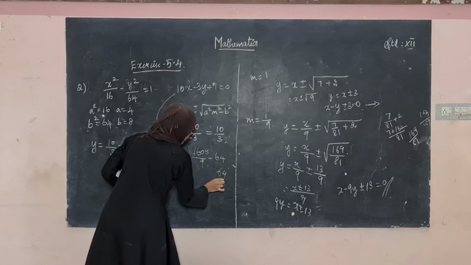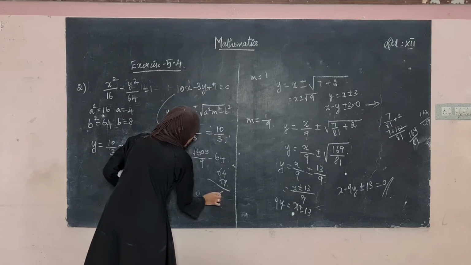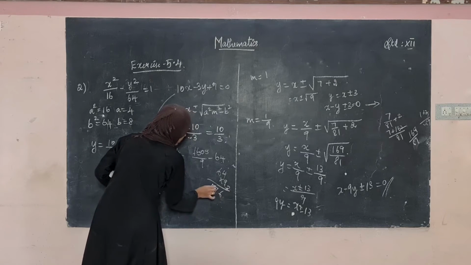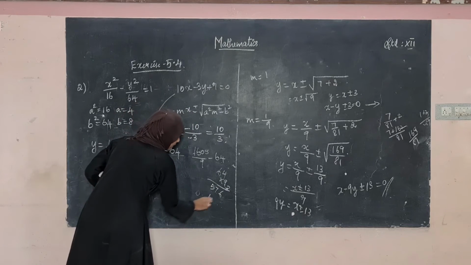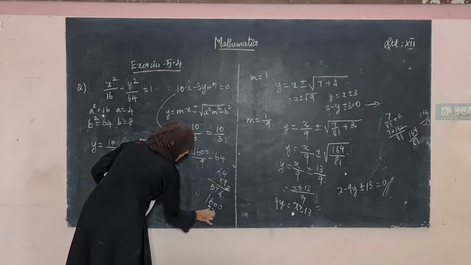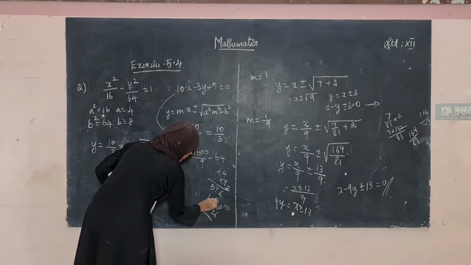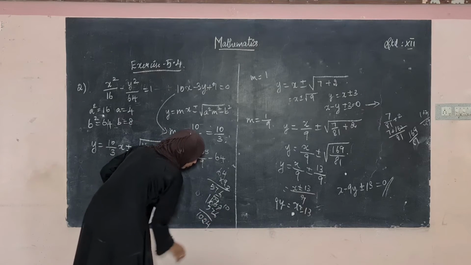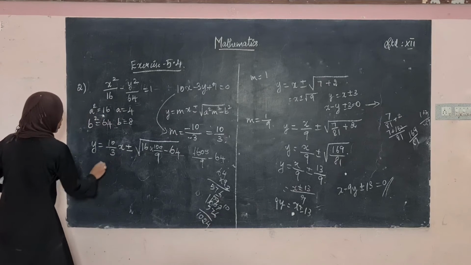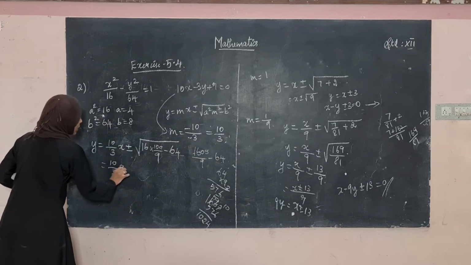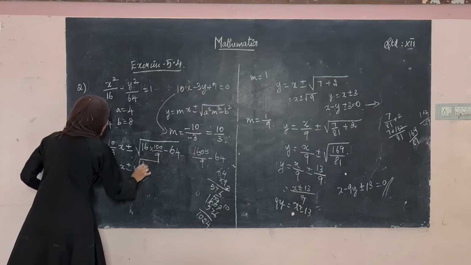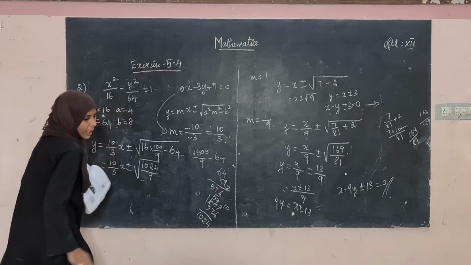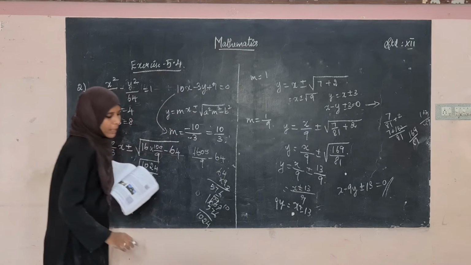So what is 64 into 9? 576. So 1600 minus 576. What's the remaining term? 1024. This is equal to 10 divided by 3 into x plus or minus square root of 1024 divided by 9. Okay, it is 1024 divided by 9.